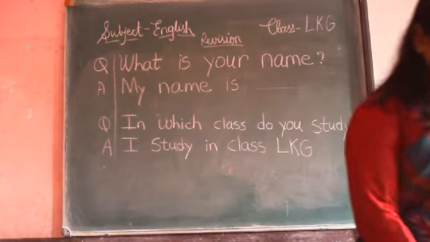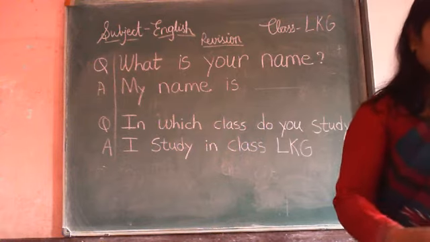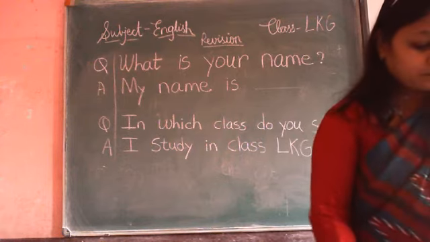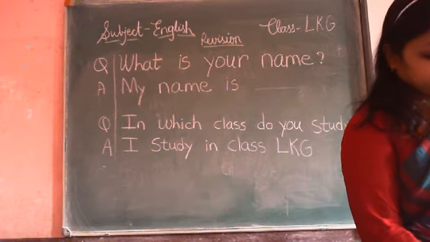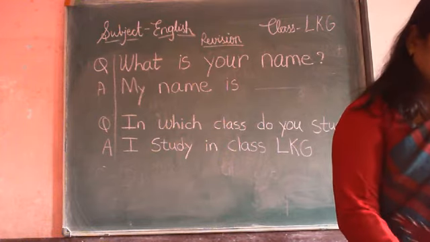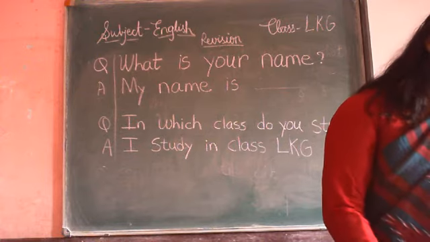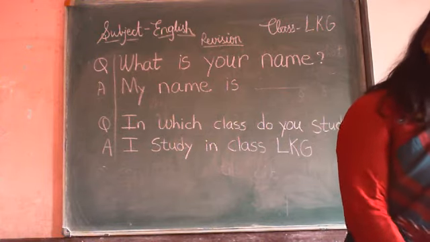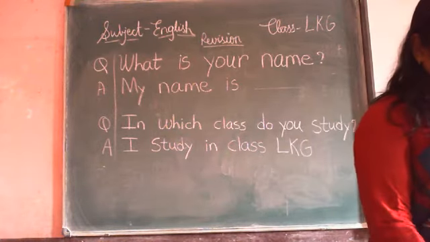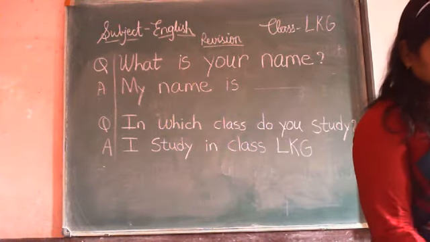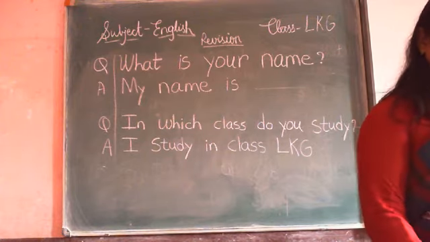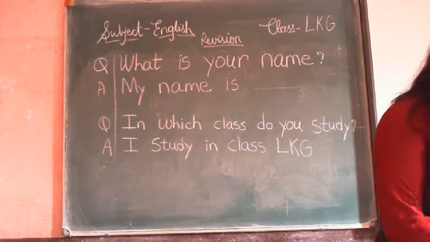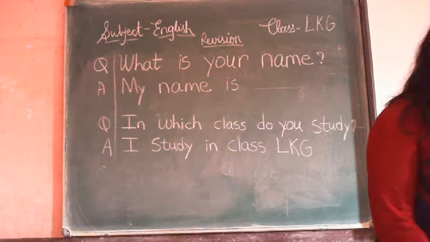After that, let us revise some rhymes which will come in oral. Do you know which rhymes are there in oral? You have learned it or not? Okay, let us revise the rhyme and stories. Do you know the story? The fox and the grapes? Yes, the fox and the grapes story is there.